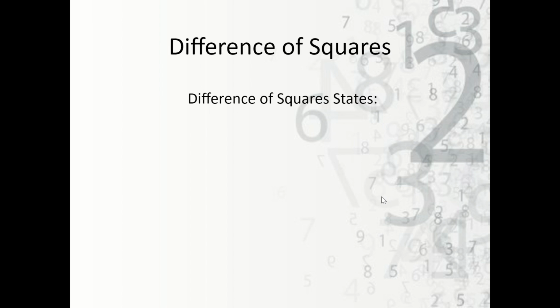Now, a couple formulas that you'll need for today are difference of squares. So difference of squares says that we start with a plus b times a minus b, and that's equal to a squared minus b squared. And this also works in reverse. So if we started with a squared minus b squared, that's equal to a plus b times a minus b.